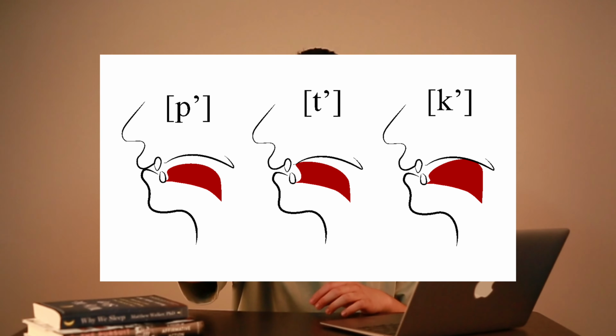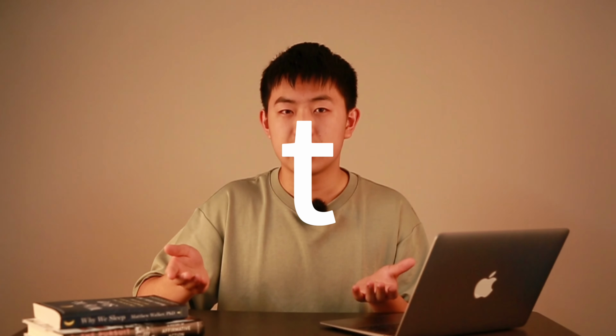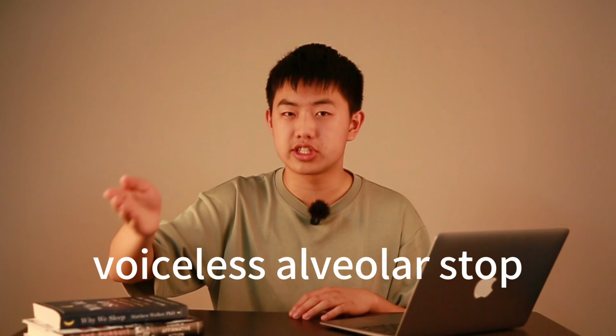Well, they kind of are like mini explosions in your mouth, because ejectives are formed by holding a consonant position, building up air behind that position, and then abruptly releasing everything, causing a pretty loud rendition of the sound. For example, you can take the letter T, the voiceless alveolar stop.